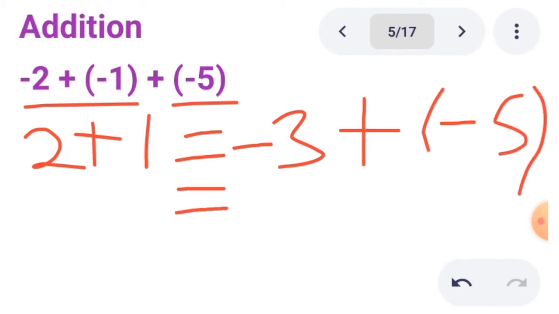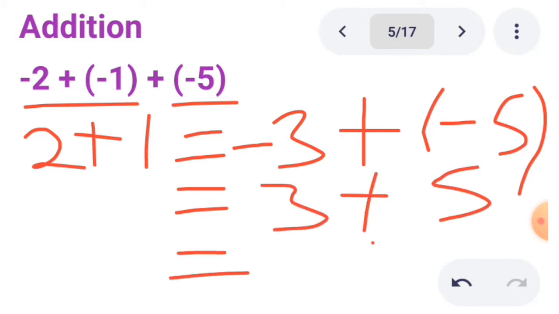We simply find the sum of 3 and 5. The sum of 3 and 5 is going to give us 8. And because both 3 and 5 have negative signs in front of them, we simply put a negative sign in front of the answer. And we've seen that a -2 plus a -1 plus a -5 is going to give us a -8, and that's the answer. It's very simple.